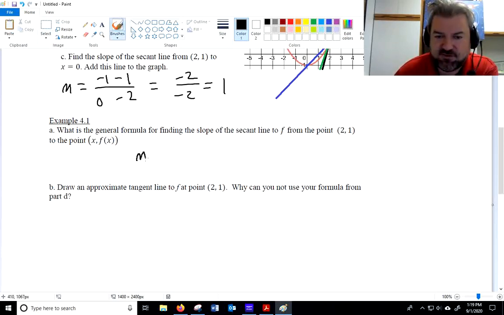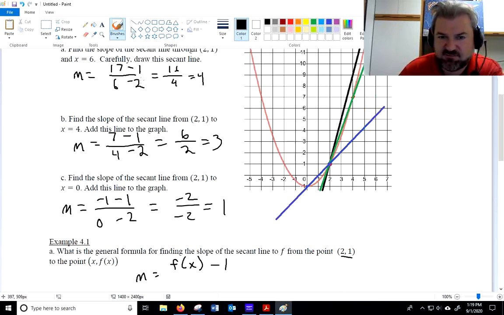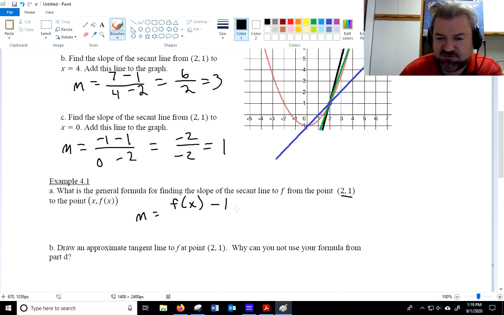All right, so the slope should be the y value, f of x, minus, what's the y value? We're always going through (2, 1), right? So it's always been minus 1. If you look back up here, every one of these times it was minus 1, minus 1, minus 1. The only thing that was changing was that y value and the first x value over x minus 1.